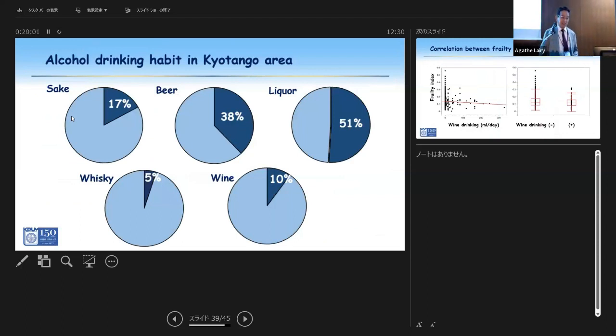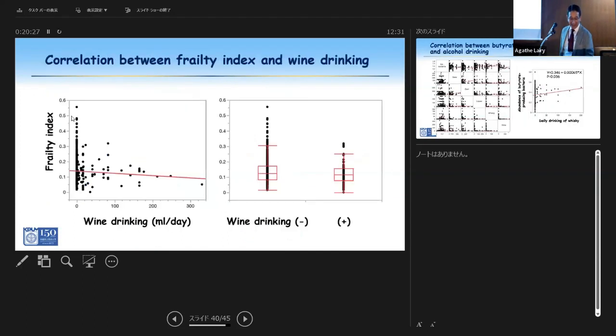Finally, I introduce the alcohol drinking habit in Kyoto areas. I'm sorry, just 10% drink wine. In these areas, shochu, Japanese shochu, 5% drink. And beer, also sake, whiskey, low instance. I'm very interested in the frailty index and wine drinking. I'm sorry, there is no correlation between frailty index and wine drinking.